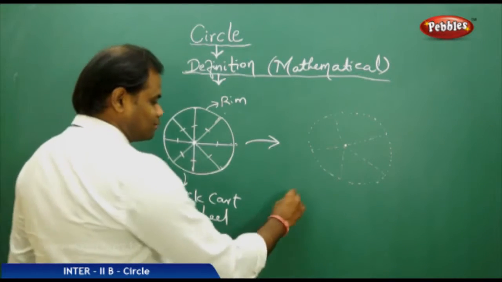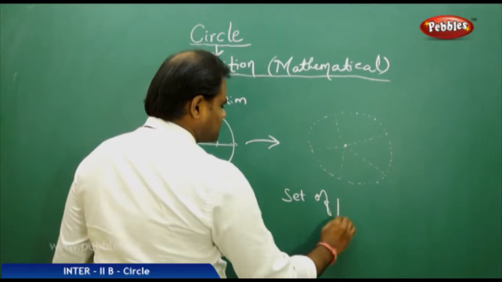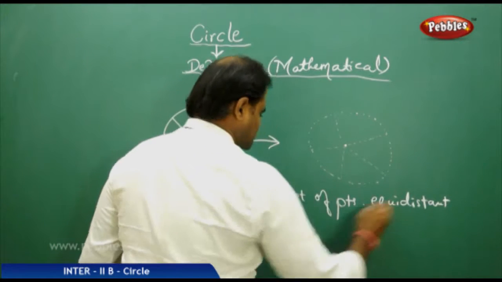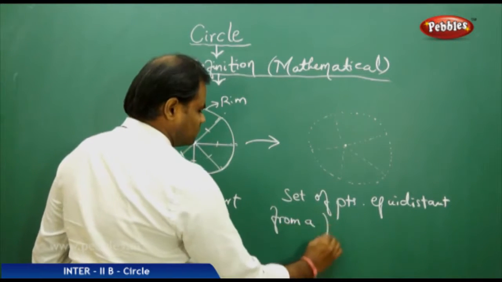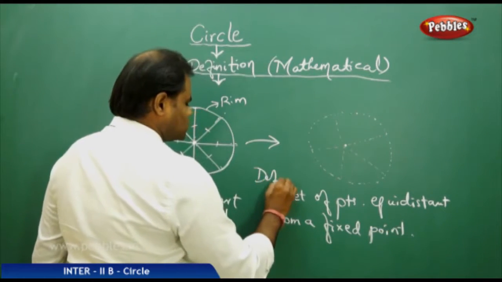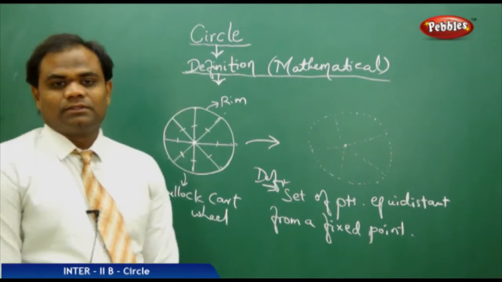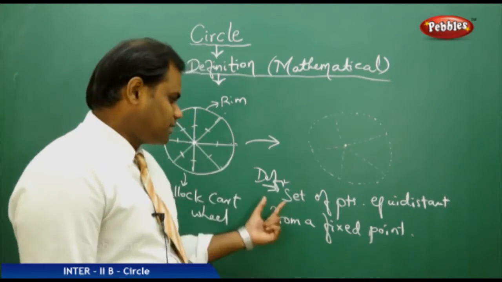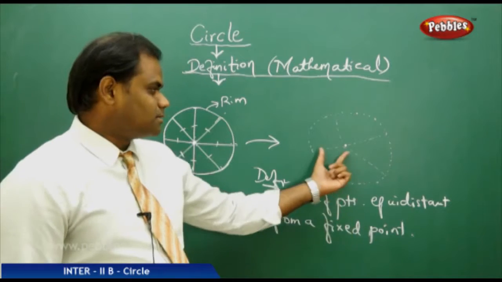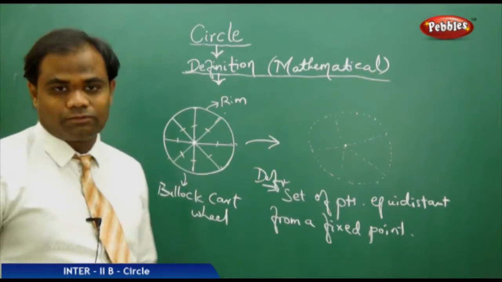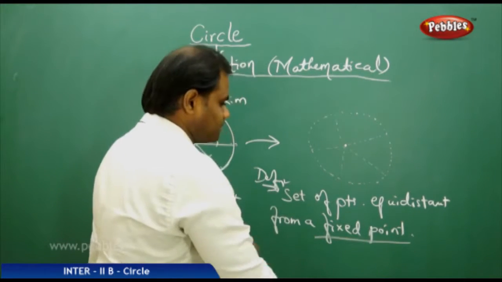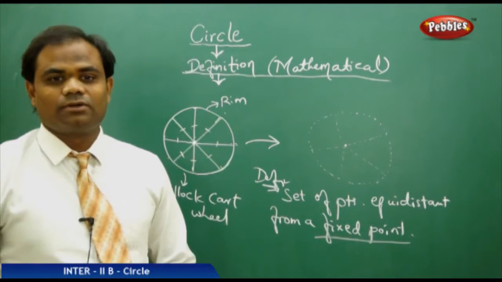So a set of points equidistant from a fixed point is what I define as a circle. So in the mathematical sense, a circle is the set of points in a plane equidistant from a fixed point, as can be seen here with a more real life example of a bullock cart wheel. And the fixed point is called the center, and the equidistant distance is called the radius.